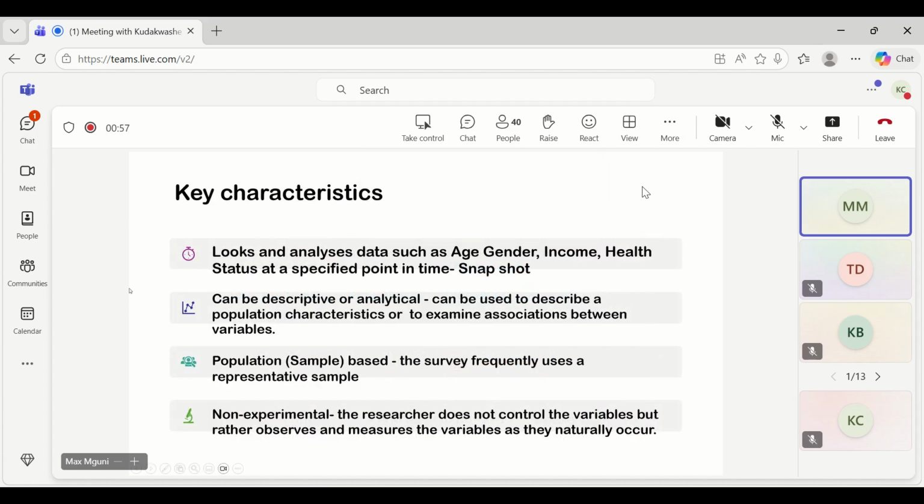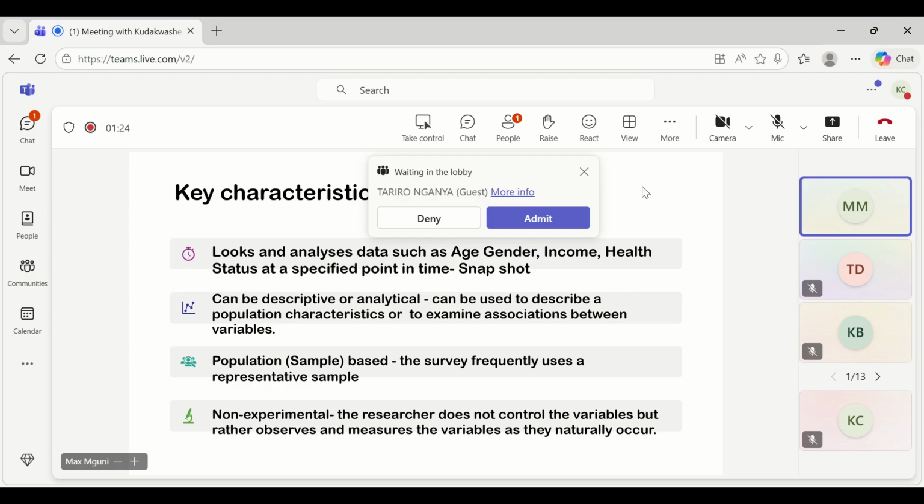Key characteristics of the cross-sectional: it looks at and analyzes data such as age, income, and health status at a specified point in time. So that keyword keeps coming up: at a point in time. It's more of a snapshot. It can be descriptive or analytical, can be used to describe a population's characteristics or examine associations between variables.